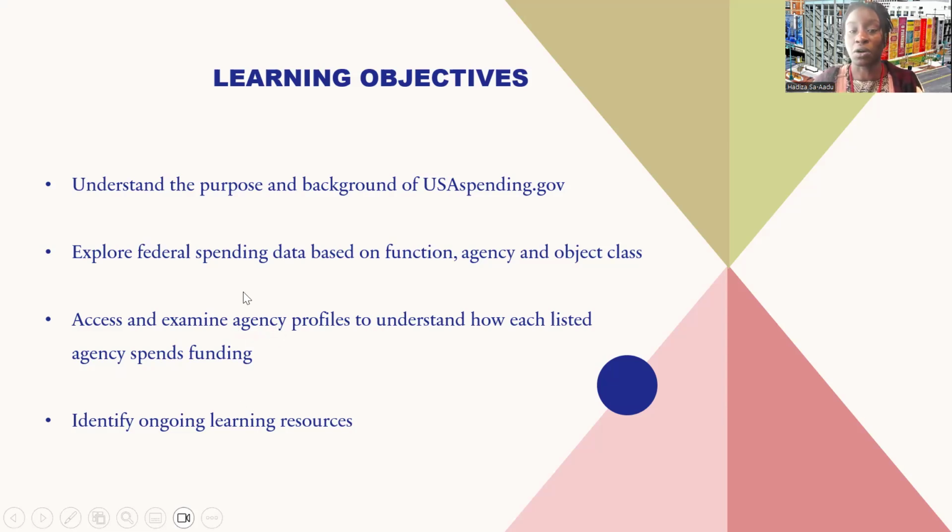So just to let you know, all of this information is available on USAspending.gov. And what we're doing is really just taking an exploratory look at what you can find through USAspending.gov. And really, this is just meant to be an introduction for anybody that has ever been curious about how our federal government allocates the budget and how our different agencies spend their funding.